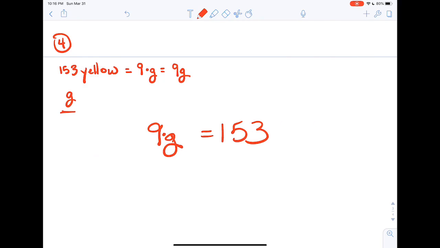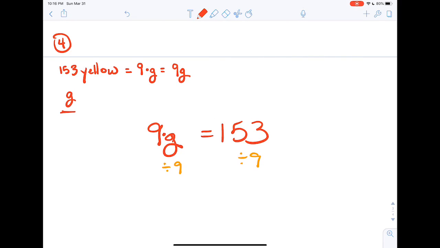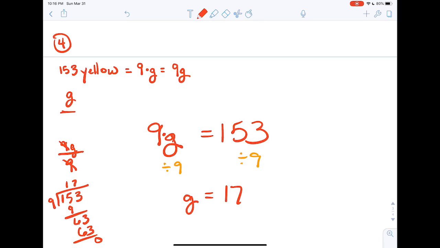So what do I do to get g by itself? Well, I just divide by 9 on each side. No problem at all. So 9 times g divided by 9 will look like this. And those cancel out. So I'm left with g. And then 153 divided by 9 goes in once there. 63, that goes in 7 times. So 17. So there are 17 green beads.